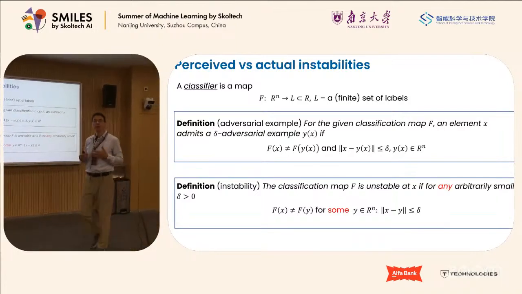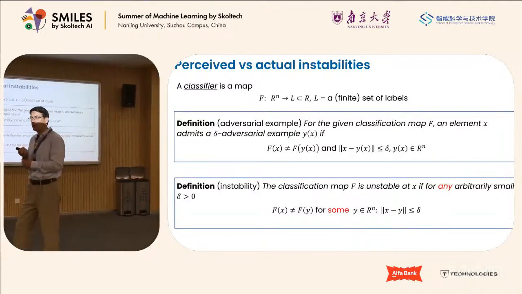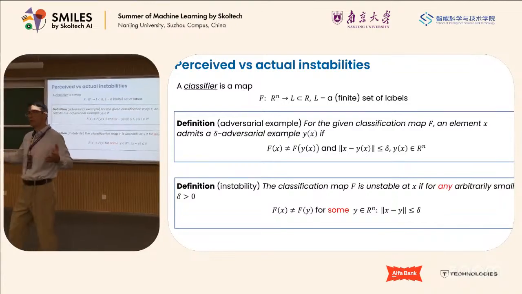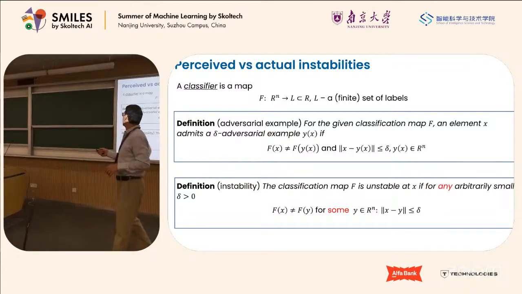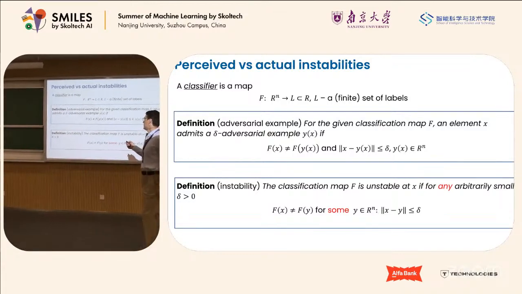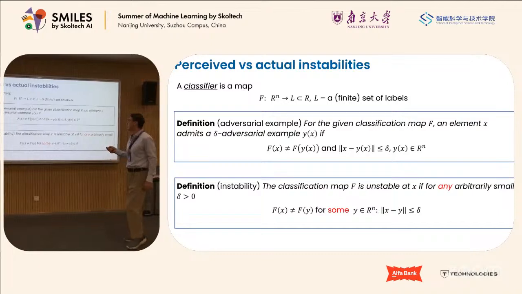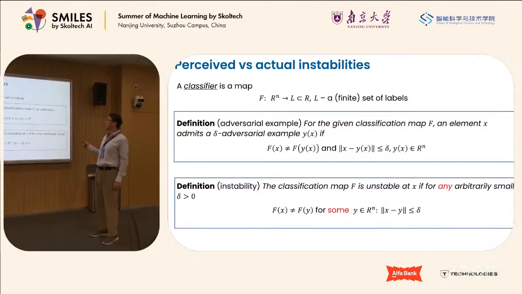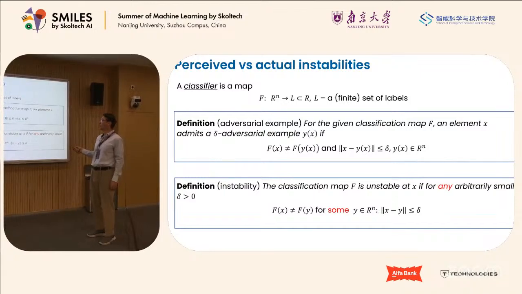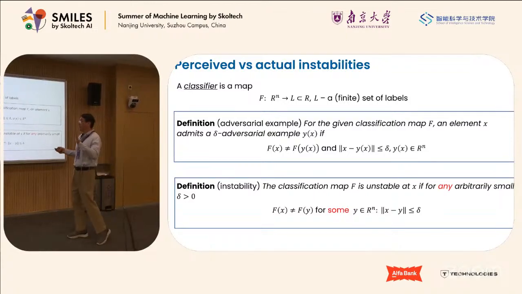I will start with the familiar notion that everybody knows, adversarial example. Suppose that we have a classifier, which is a map from, let's say, R^m into the set of labels. For a given classification map F, an element X admits a delta adversarial example Y of X if the classifier returns a different value for X and Y of X, and X and Y of X are within delta. So that's the typical thing.